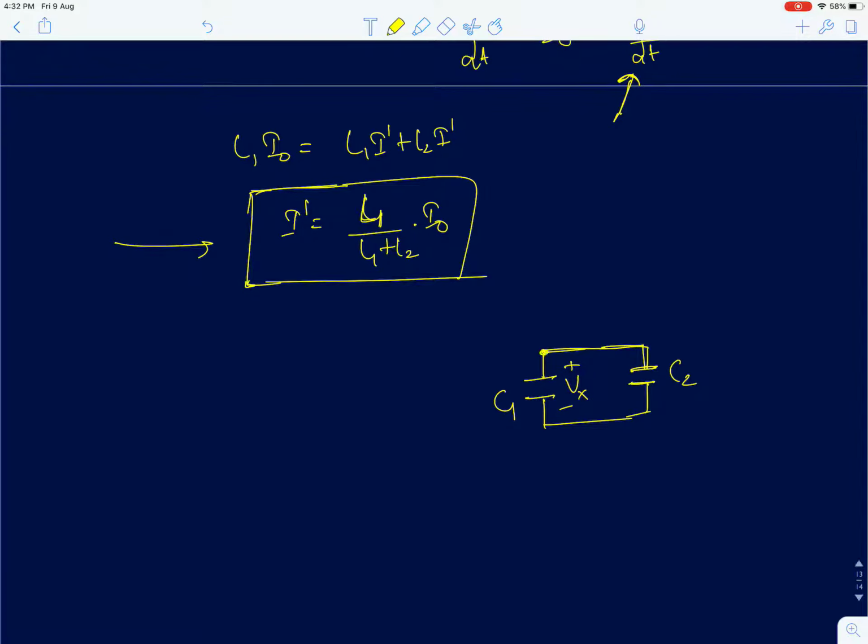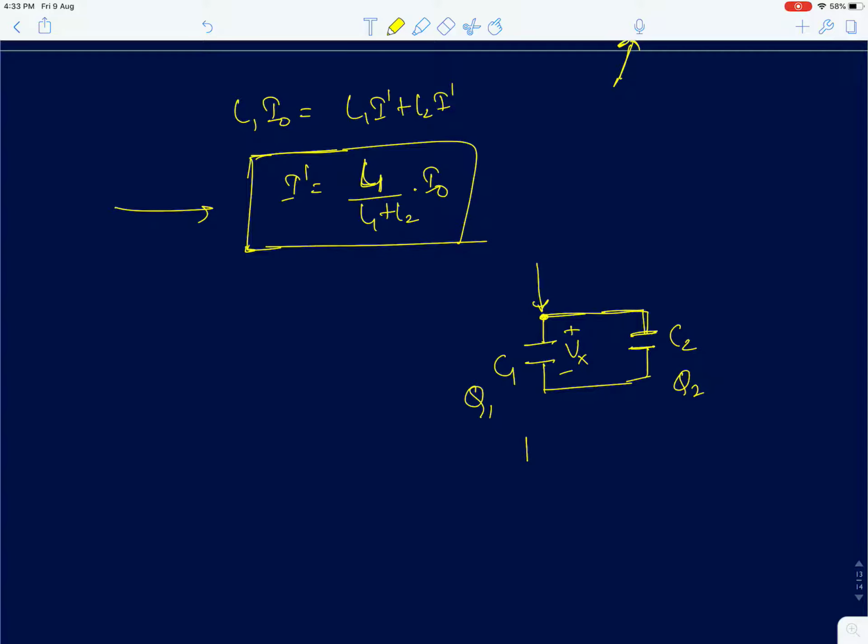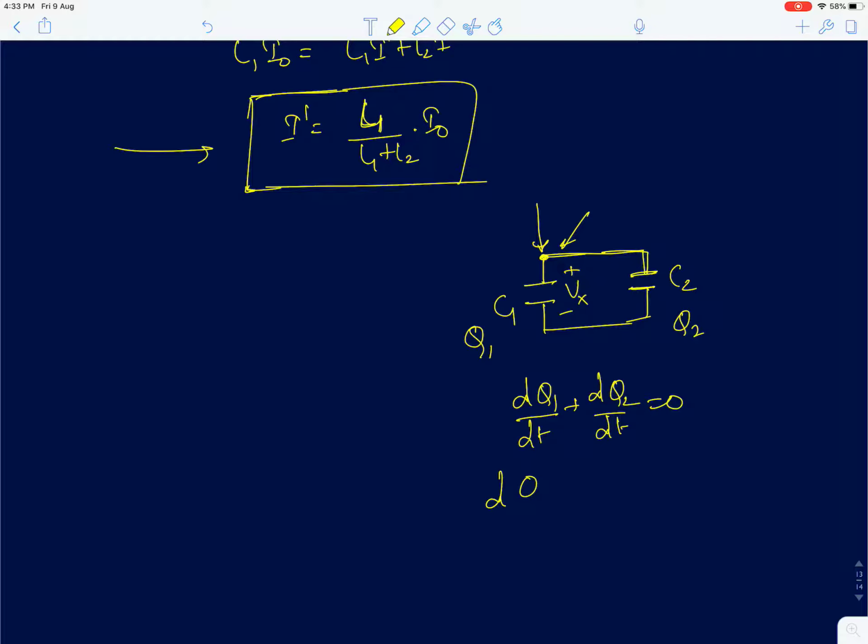We can apply KCL at this node and say that Q1 is the charge across C1 and Q2 is the charge across C2. Then dQ1 by dt plus dQ2 by dt, which is nothing but the current through the two capacitors, is 0. The KCL at this node will give you that. So d(Q1 plus Q2) by dt is 0, which is dQt by dt is 0, where Qt is the total charge here.